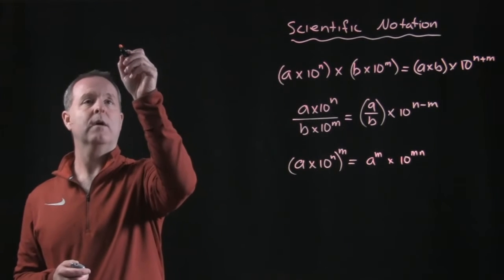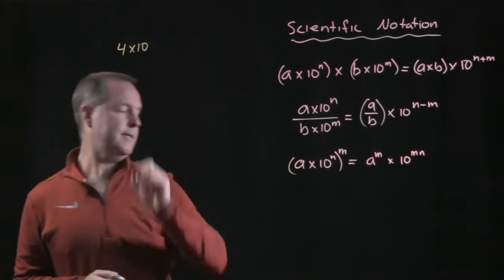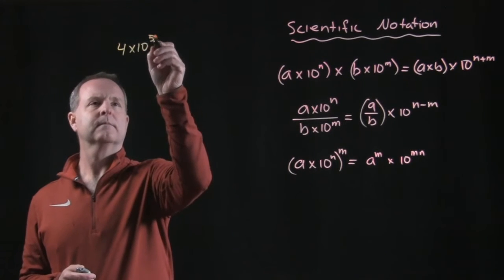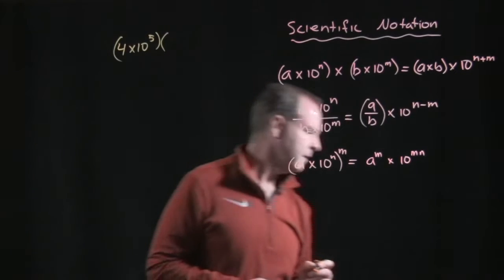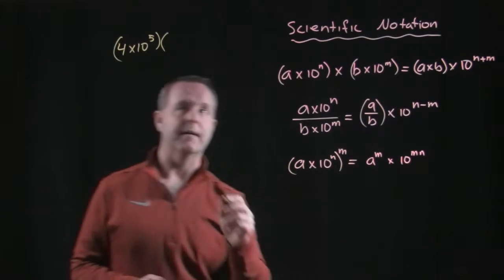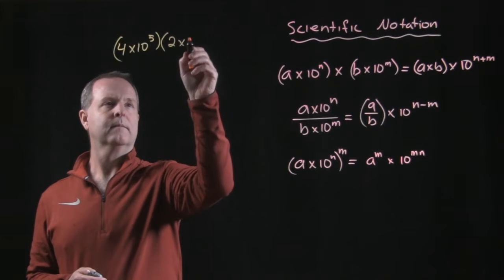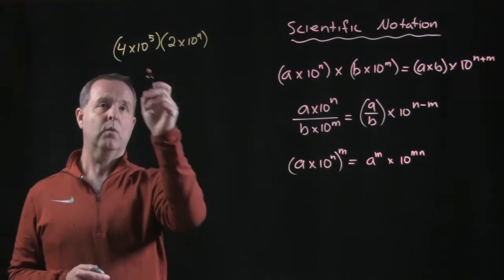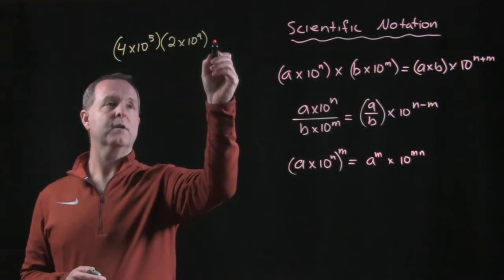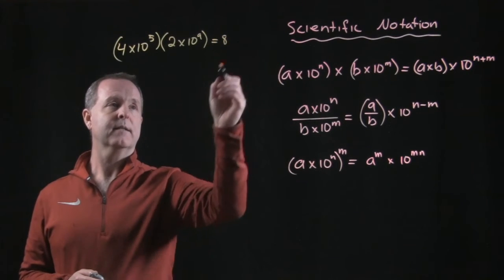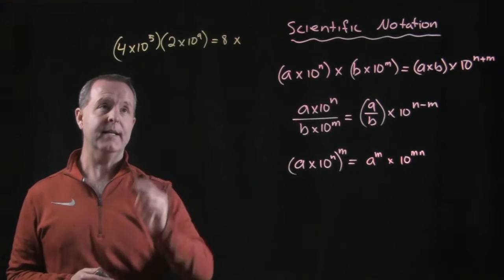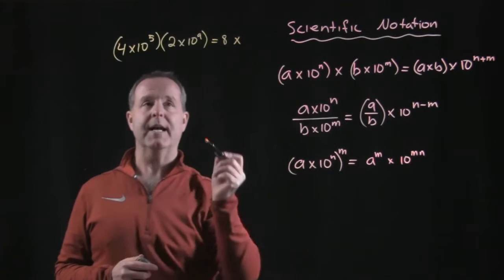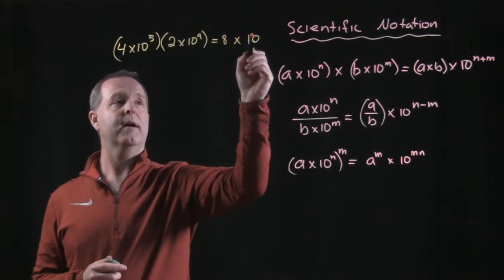So first of all, we have 4 times 10 to the 5th times 2 times 10 to the 9th. According to our model here, we're going to take the 4 times the 2 first, which is an 8, and then look at the powers of 10. 10 to the 5th times 10 to the 9th. We add those exponents, so that becomes 10 to the 14th.